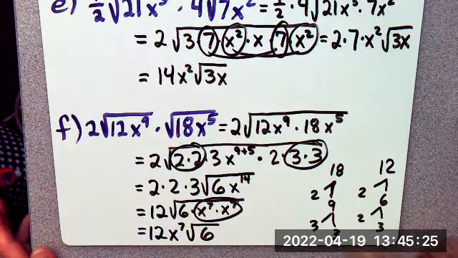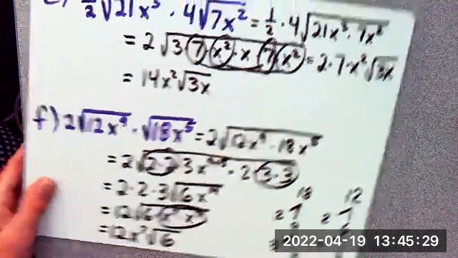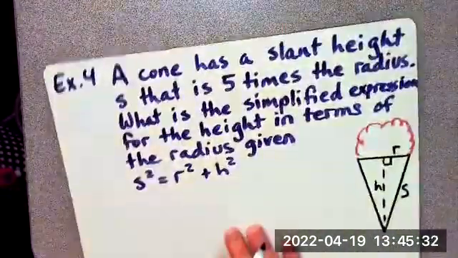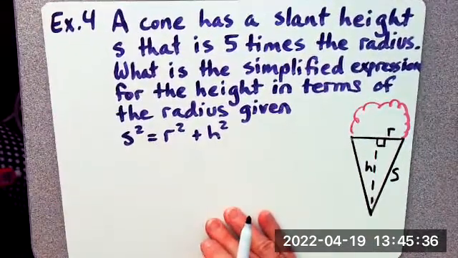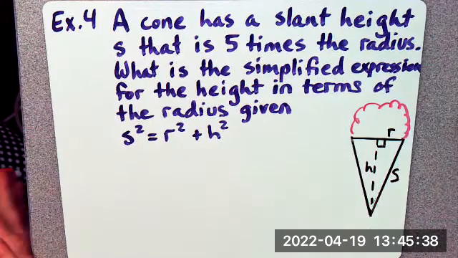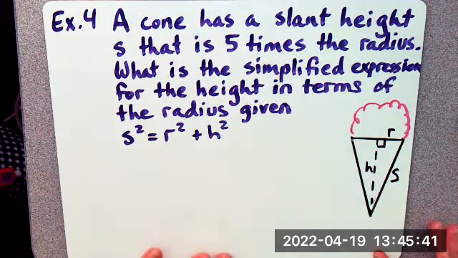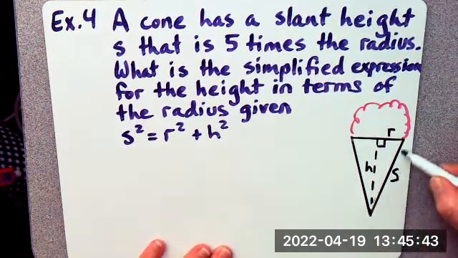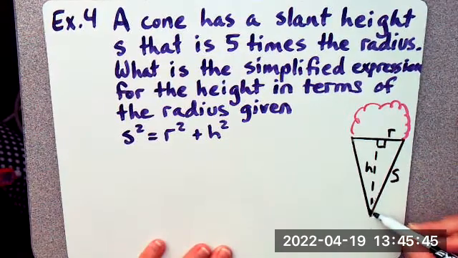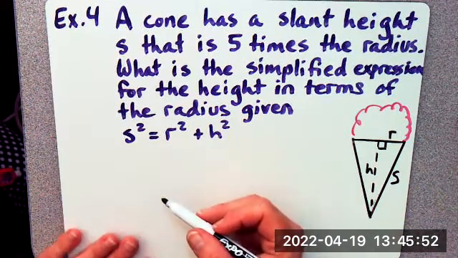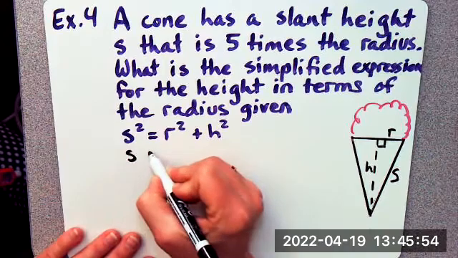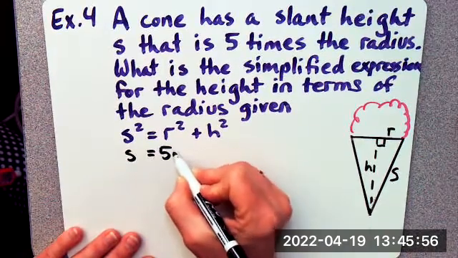All right. So let's do a word problem about ice cream cones. Okay, so we have this cone and it has a slant height. So the slant height is this right here on the cone. Okay, and it's 5 times the radius. So let's note that S equals 5R.